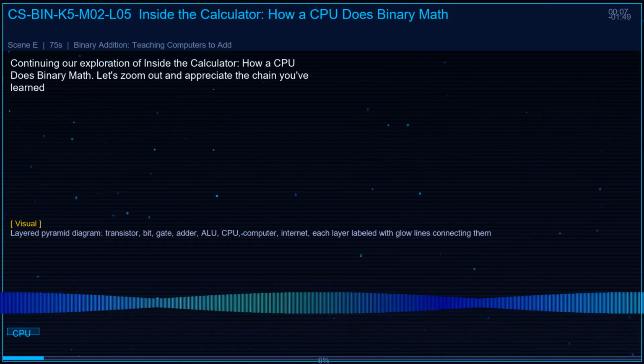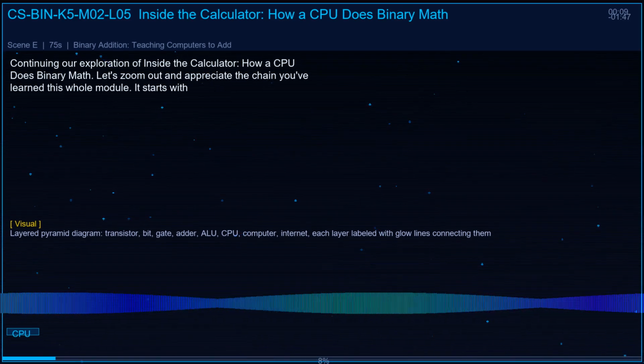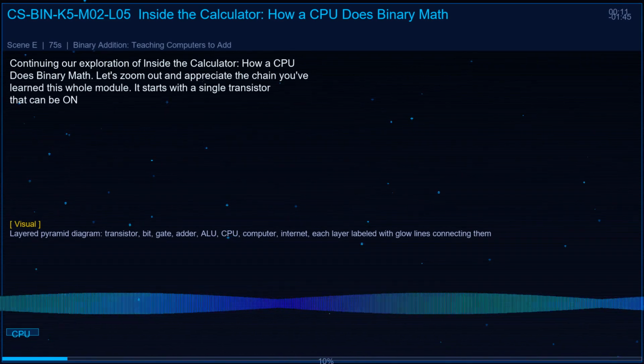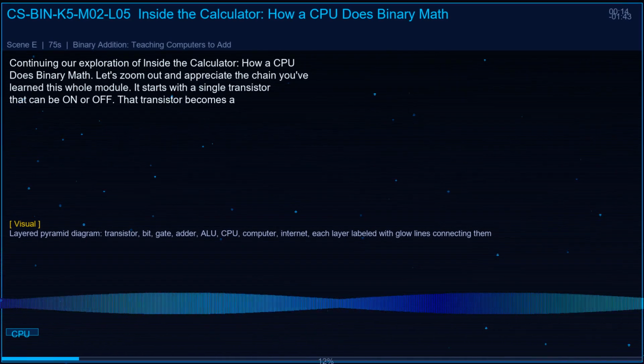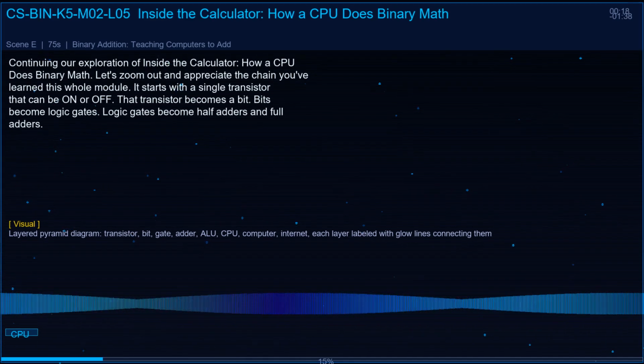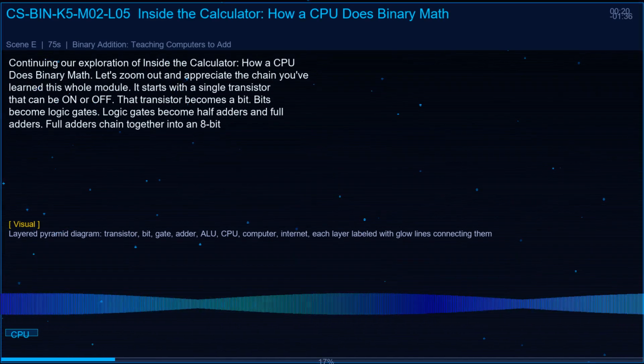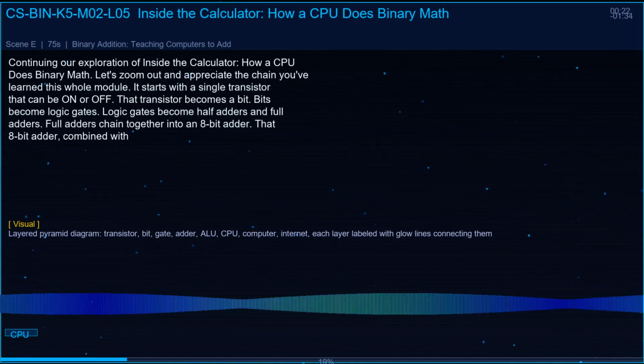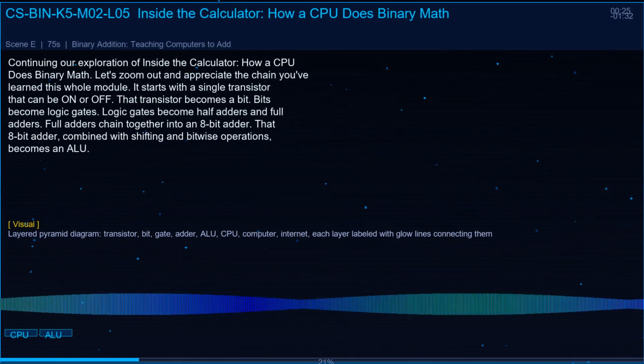Let's zoom out and appreciate the chain you've learned this whole module. It starts with a single transistor that can be on or off. That transistor becomes a bit. Bits become logic gates. Logic gates become half adders and full adders. Full adders chain together into an 8-bit adder.